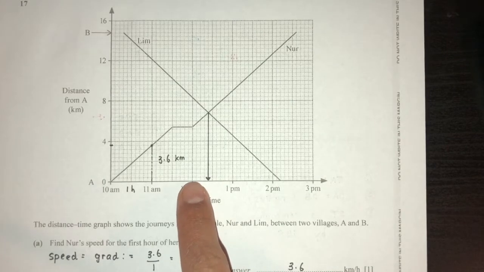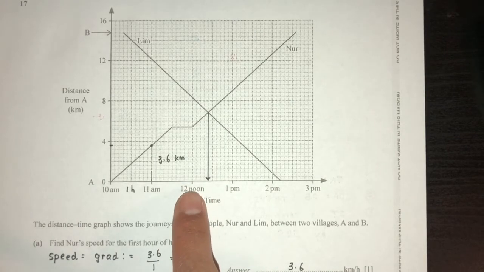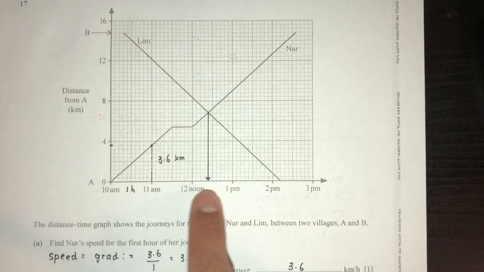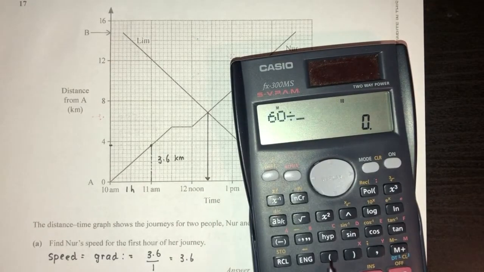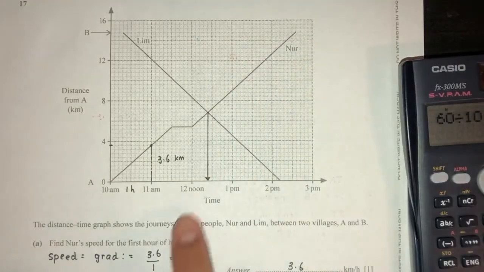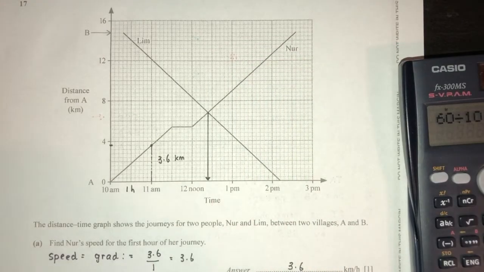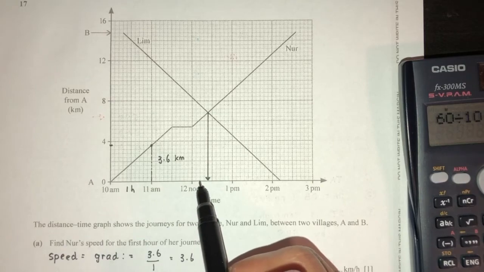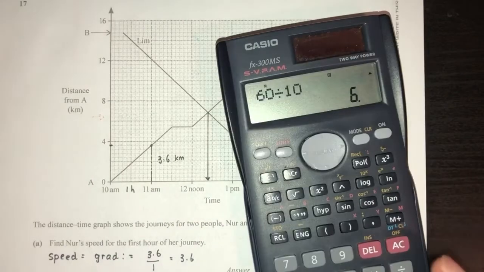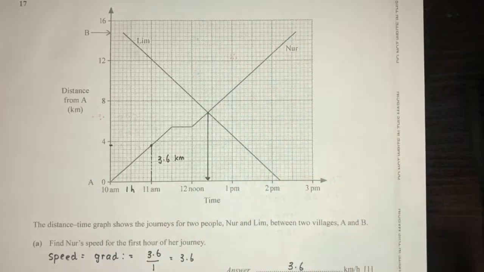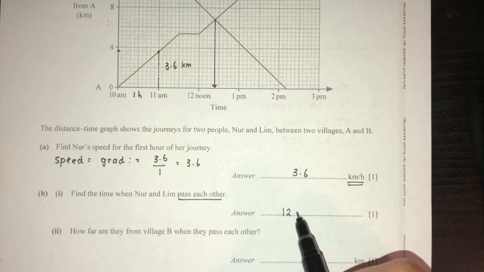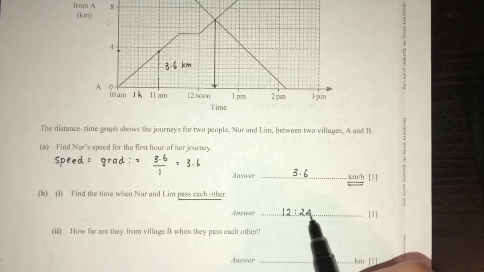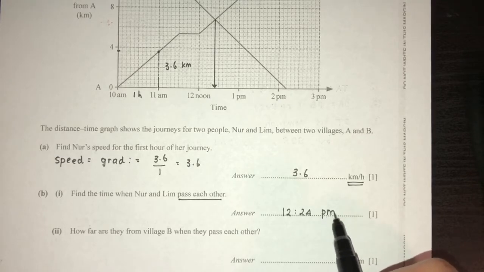So we have to know how much is 1 square. 10 squares is 1 hour. 1 hour is 60 minutes. What is the value of 1 square? 60 minutes divided by 10 will be 6. So 1 square will be 6 minutes. Here we have 1, 2, 3, 4 squares, times 4, that will be 24 minutes. The time will be 12 and 24, and then that will be PM, obviously, PM.